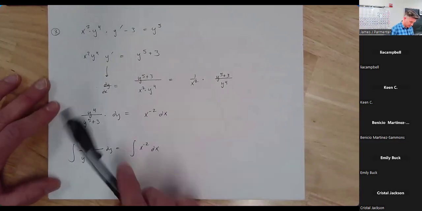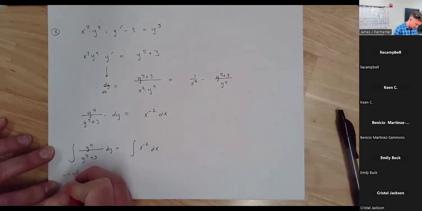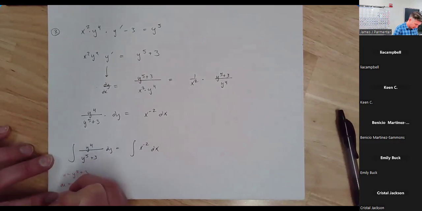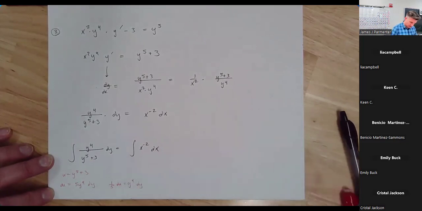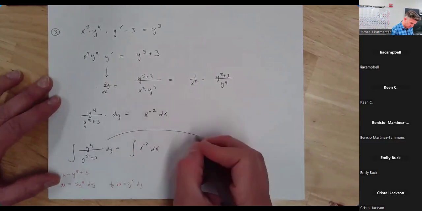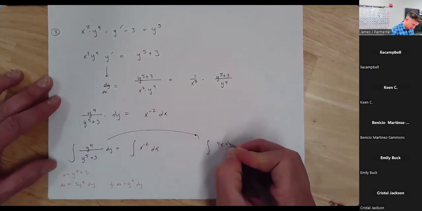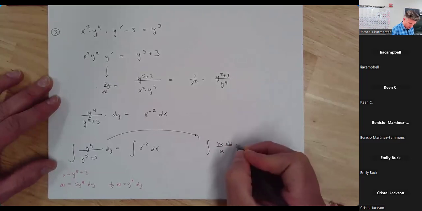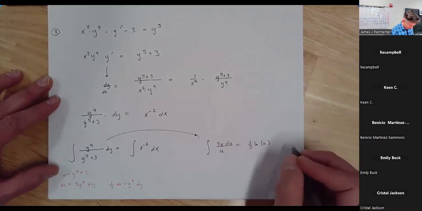So let's see here. This is a u sub over here. We're going to let u equal y to the 5th plus 3. Our du is 5y to the 4th dy. So I've got a 1/5 du equal to y to the 4th dy. This is looking an awful lot like the integral of 1/5 du over u, which is going to equal 1/5 natural log of u.